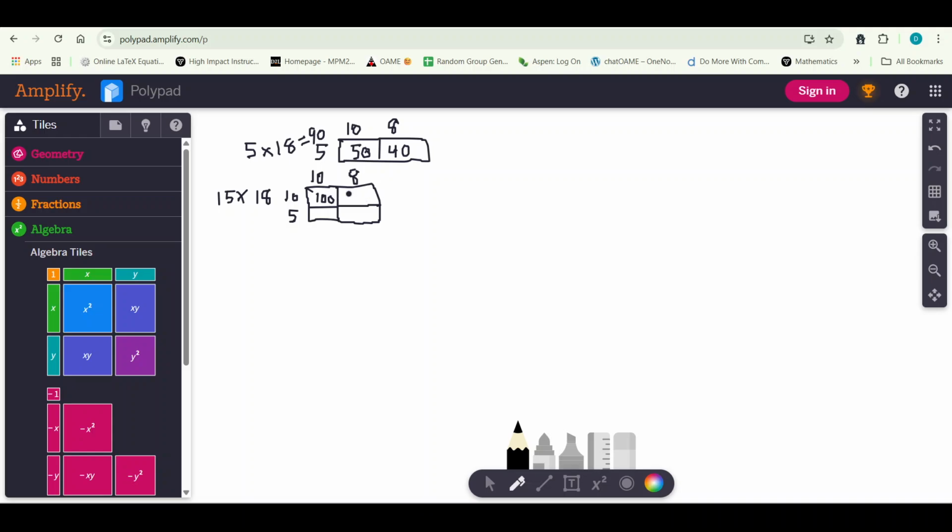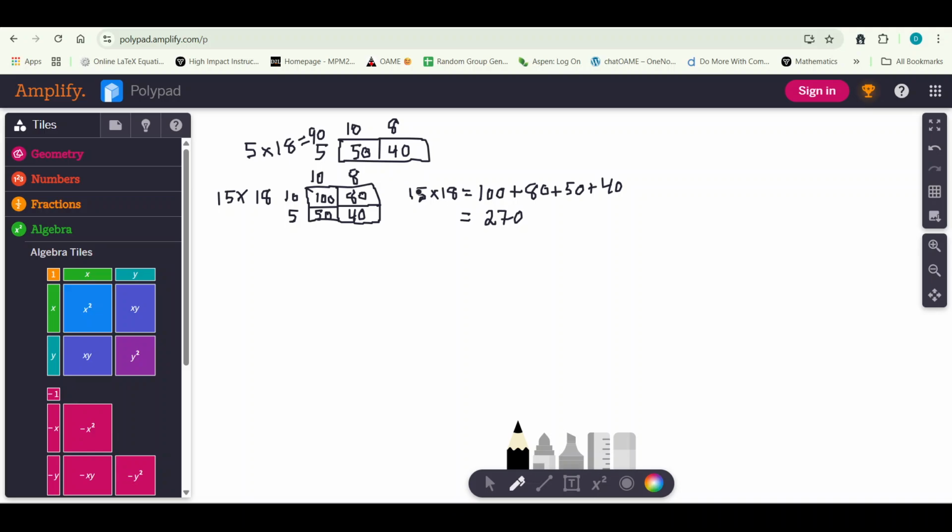10 times 10 is 100, 8 times 10 is 80, and then down here we'll have 5 times 10 is 50. And then finally 5 times 8 is 40. So we can go ahead and add those. So 15 times 18 would equal 100 plus 80 plus 50 plus 40. And we add those all together. What does that give us? That gives us 270. So that's how we can find the product using an area model.